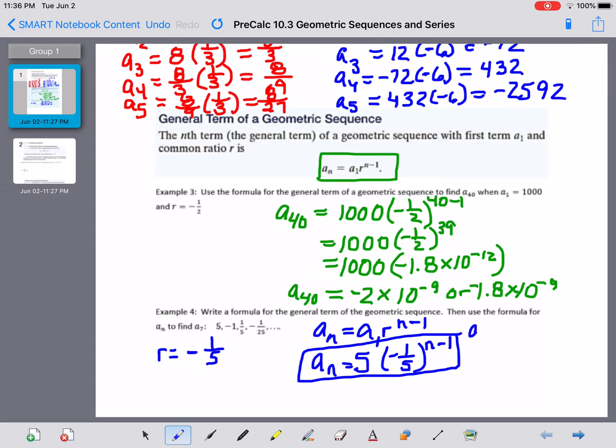Now I'm going to use it to find my 7th term, so I can plug in 7 for everything where I see n. Remember, on the left, that's just notation. Over on the right, it now becomes my power. So I get 5 and the negative 1/5 to the 6th power. Again, order of operations, make sure you use parentheses around that negative 1/5, especially with the negative in there, to the 6th power. I do get that tiny decimal again, times my 5 out front.